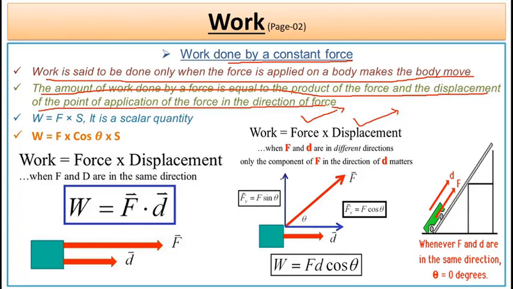See, if the displacement made by the body is in the direction of the force applied, then our formula for work done is the product of force and displacement. But if the direction of the force applied is different from the direction of the displacement made by the body, then the formula changes to the product of F cos theta and displacement. Let's understand more about this.